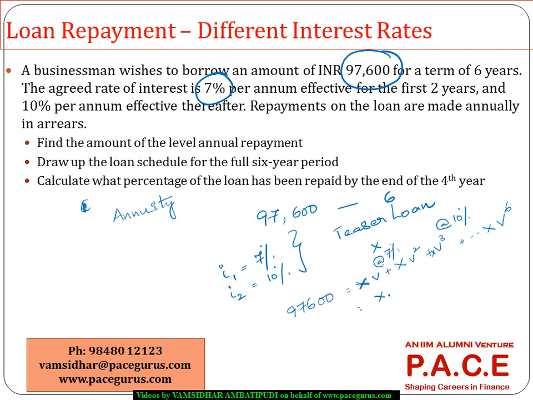Now the same logic, if I have to go with a notation format, I go with 97,600 equal to X times A2 at the rate of 7%, and here we already have V squared, I will take out of all these, V squared into X, and this I will take as A4. This A4 is at the rate of 10%. This V squared is at the rate of 7% itself.